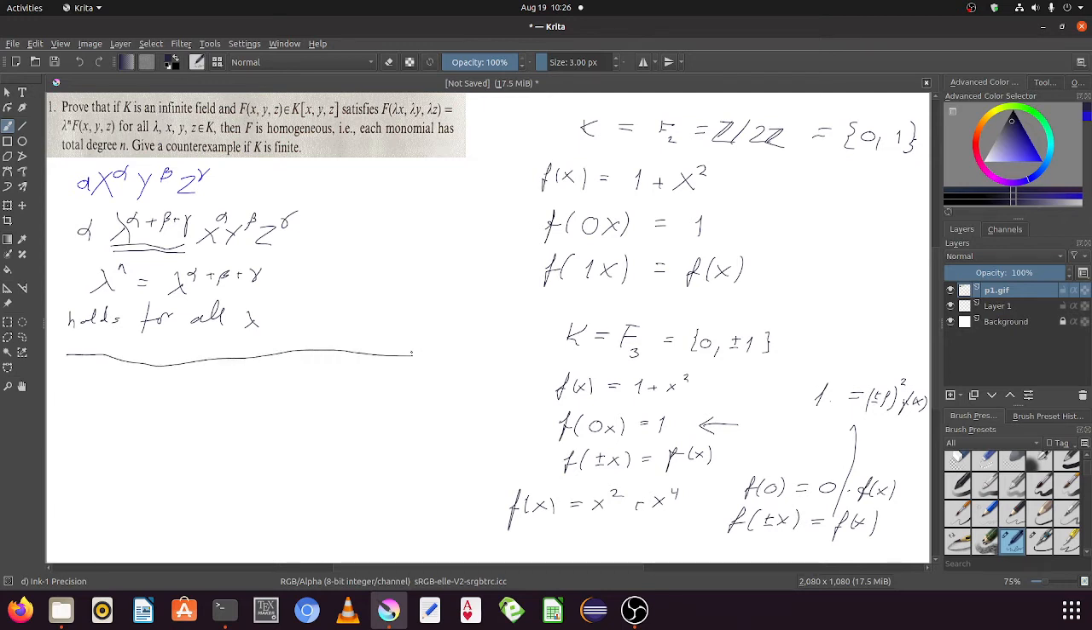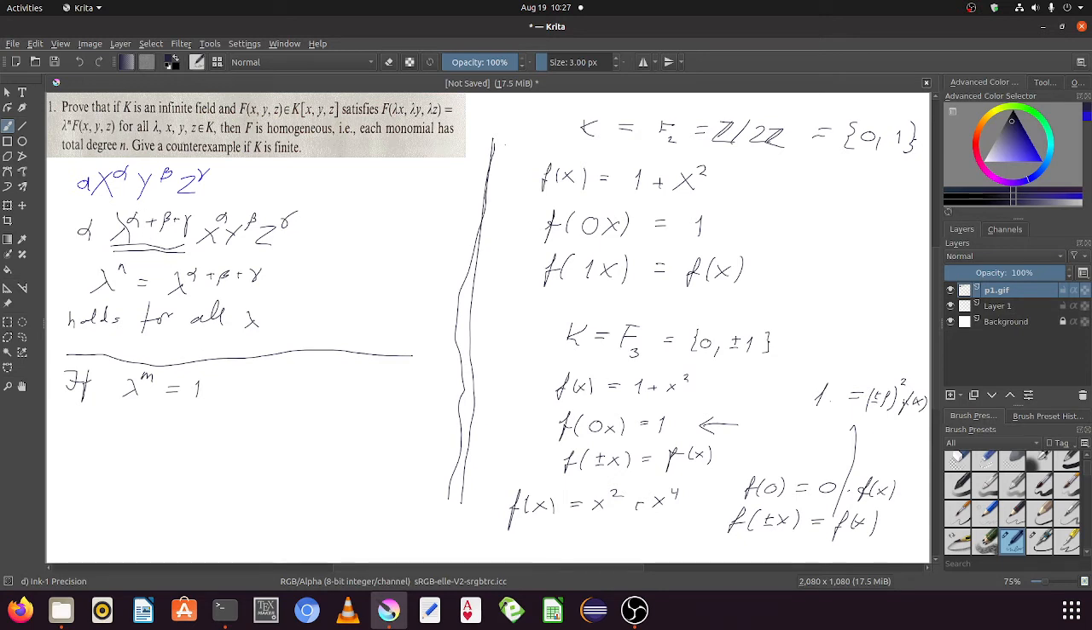so what I would like to prove here is that if lambda to some power equals unity, that should be an m, for all lambda.